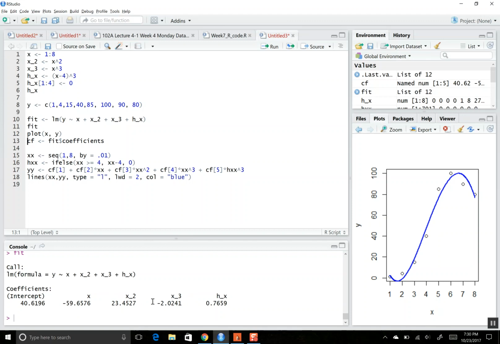Oh, it's already 7:30. Okay, why don't we take a break here, and then we'll come back and look at smoothing splines and all of this. But that's what we have.